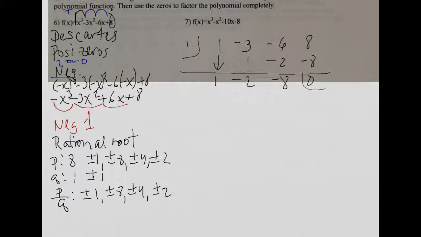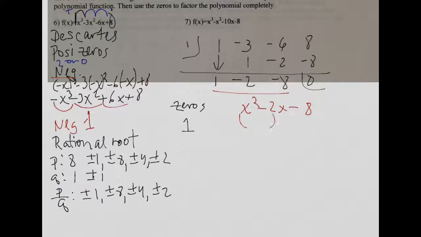Oh, so I got lucky there. I actually picked out the right zero. So one of my zeros is 1. Okay, now the result that I got here, let's write it. That would be x squared minus 2x minus 8.